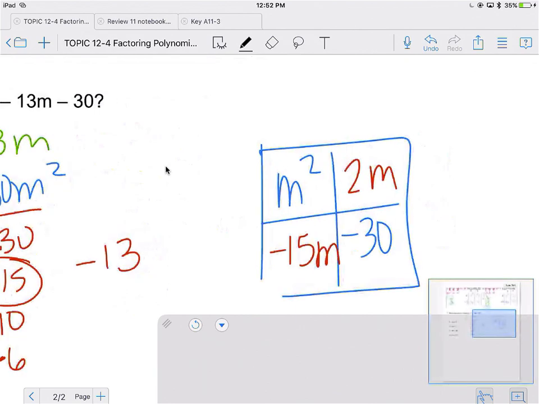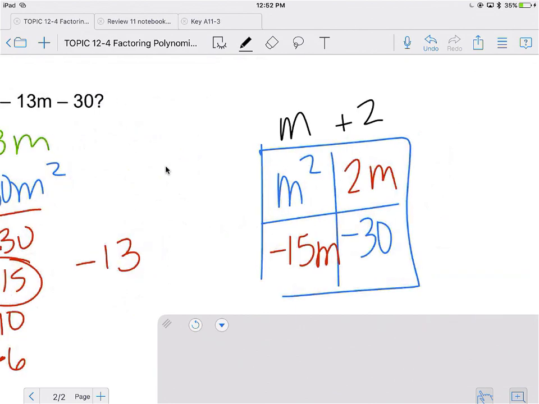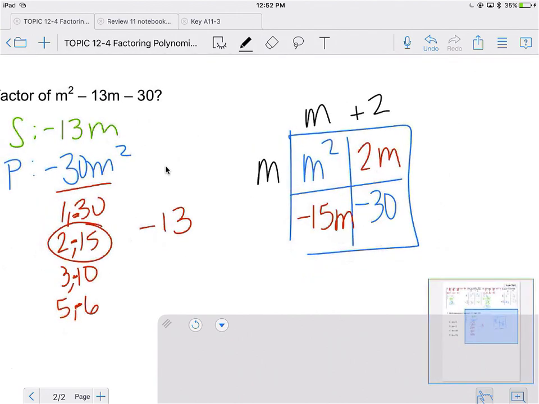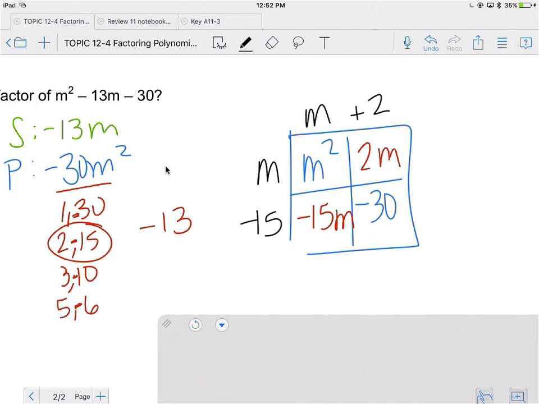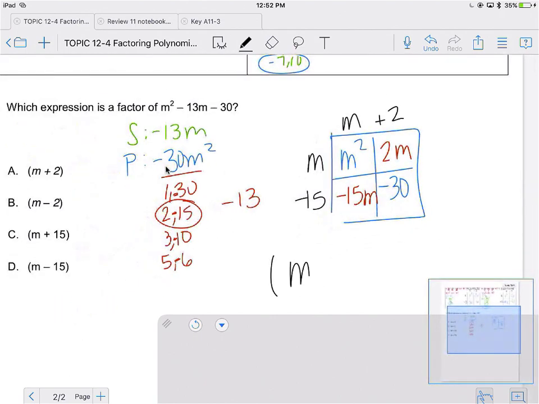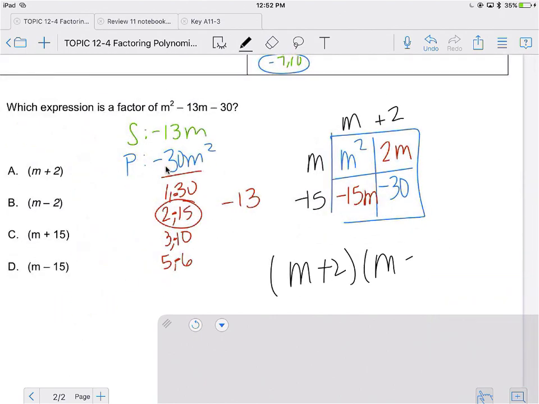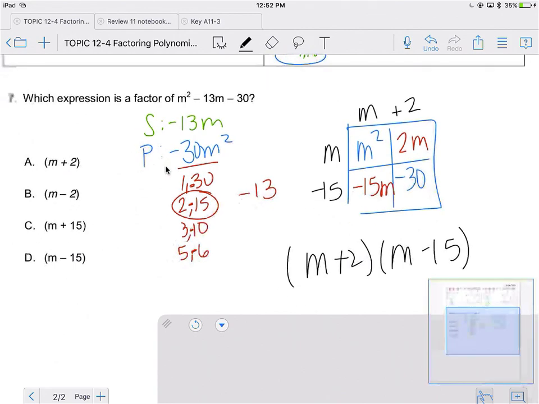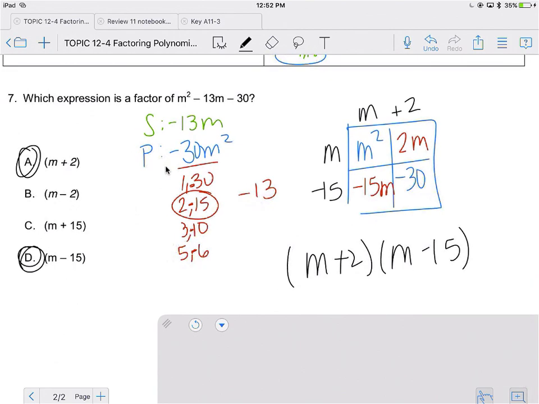I identify my GCF, so m. 2 and negative 30 are both even. M, negative 15 goes into negative 30. So my factors would be m plus 2 and m minus 15. So positive 2 and negative 15 would both be factors for this expression.